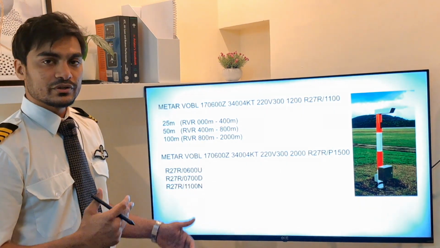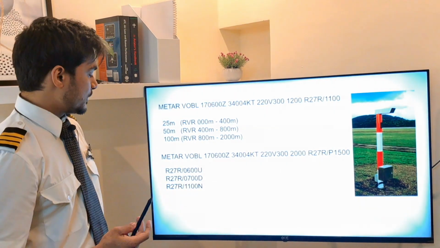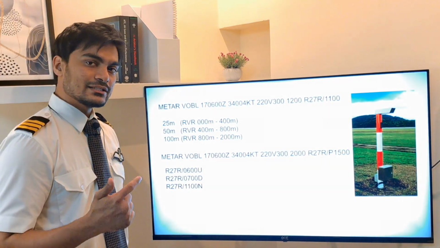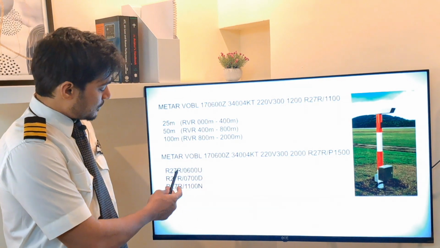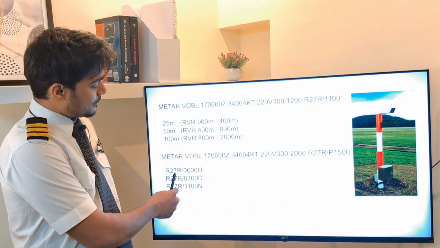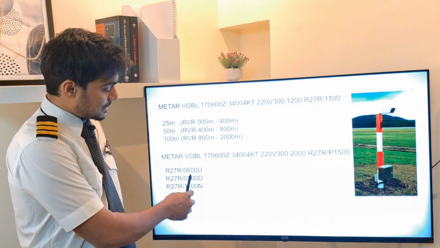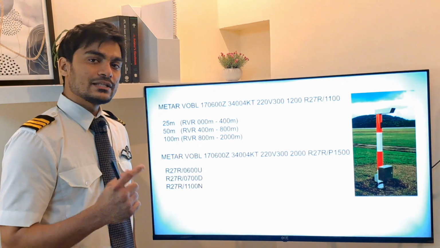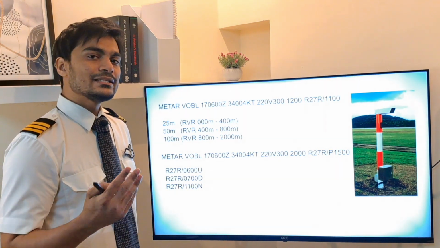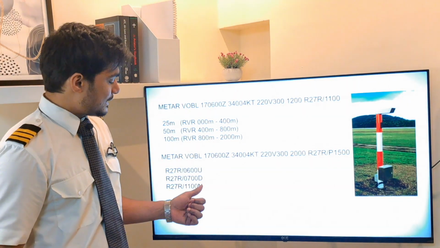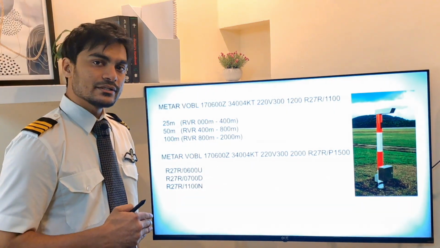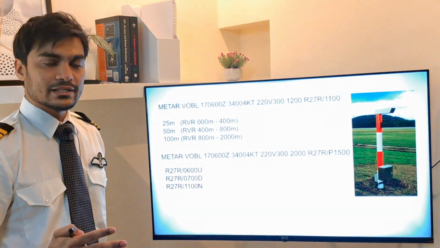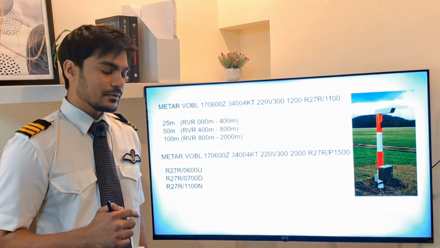Now here we have a few trends in our METAR based on RVR. U, D and N signify increase, decrease and no change. If we have RVR for runway 27 as 0600 meters, that is 600 meters, U signifies increase. This signifies that in the last 10 minutes RVR has increased by 100 meters or more. D signifies it has reduced by 100 meters or more. N signifies there has been no significant noticeable change in the RVR in the past 10 minutes.